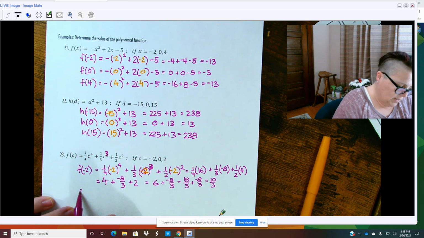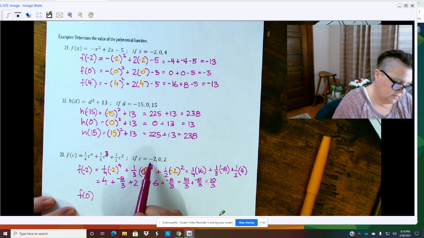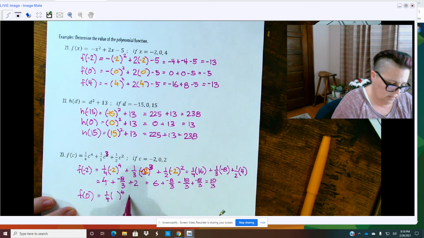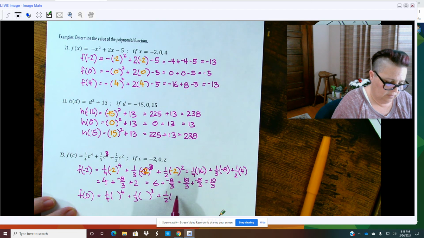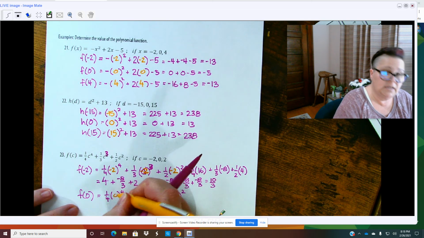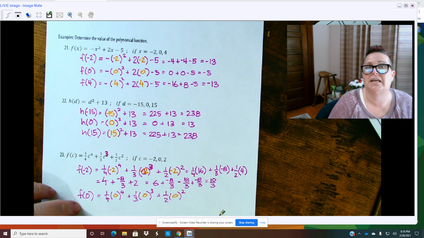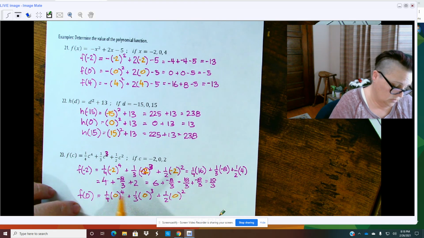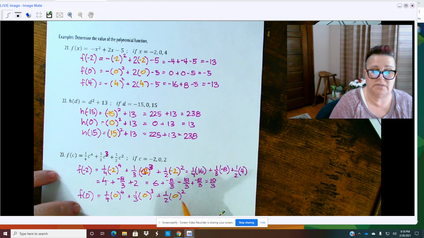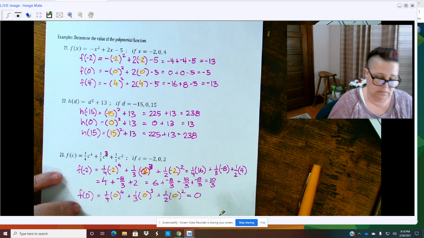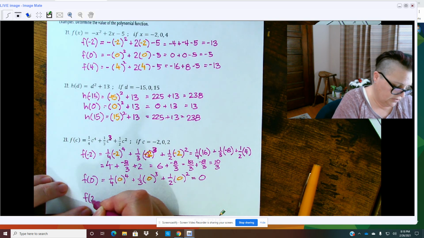Okay. What about f of 0? Because that's our next one. F of 0 is going to be 1/4 of 0 to the 4th plus 1/3 of 0 to the 3rd plus 1/2 of 0 squared. Oh, I love this. Don't you love this? Because what's anything times 0? So that's going to be a 0. 1/3 times 0 is 0. 1/2 times 0 is 0. And if I add a bunch of zeros up, I just get 0. I like getting zeros. And the last one is f of 2.